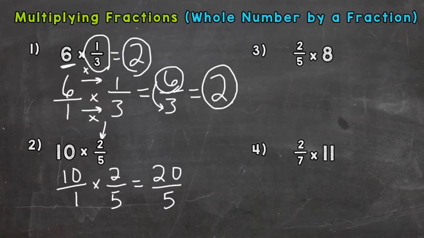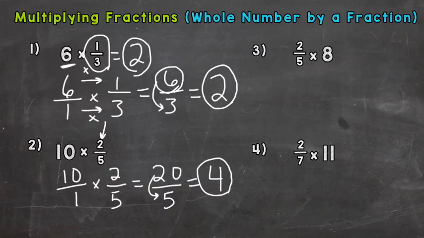So we have an improper fraction here. We don't want to leave our answers as improper fractions, so we divide the numerator, the top number, by the denominator. So 20 divided by 5. How many whole groups of 5 can we pull out of 20? Well, 4. Any remainder or anything left over? No. So our final answer is 4.